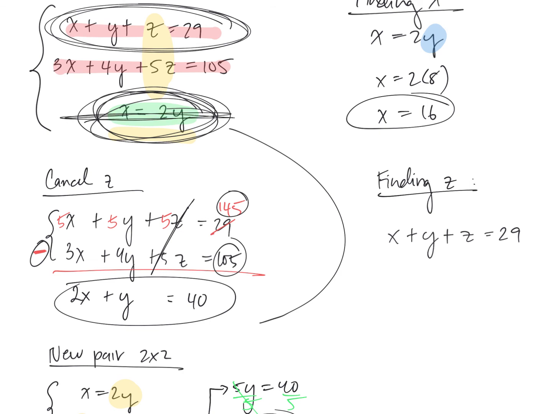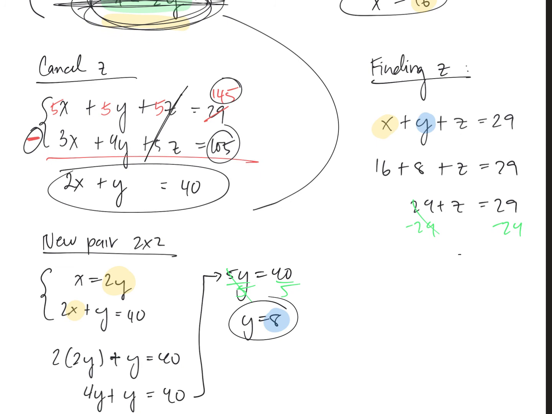So we knew that y is equal to 8. So we're going to substitute y for 8. And x is 16. And we're solving for z. So we have 16 plus 8 plus z equals 29. 16 plus 8 is going to be 24. Subtracting 24 from both sides, we get that z equals 5.